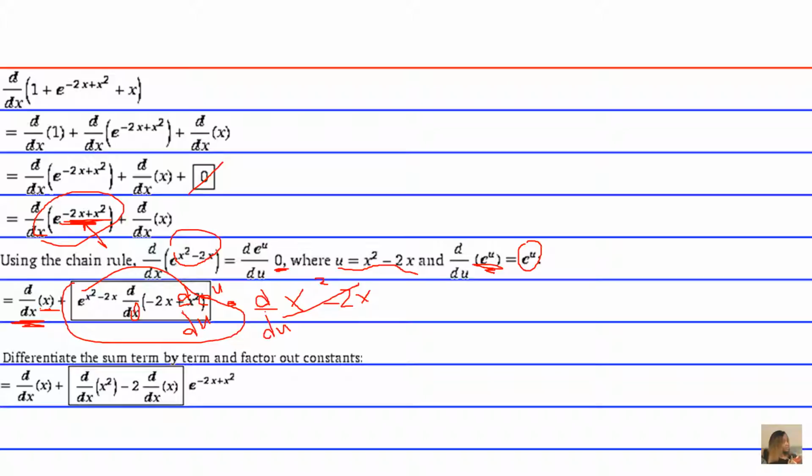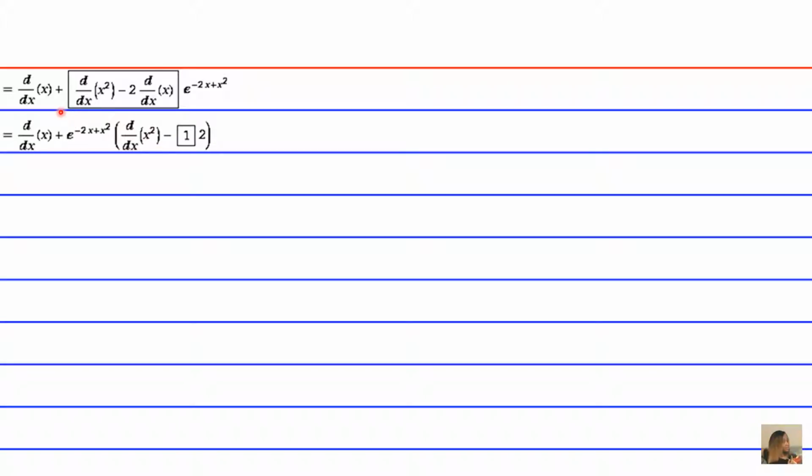So we're going to differentiate the sum term by term and then factor out constants. All right, so let's analyze the more complicated thing. We factored out the e to the negative 2x plus x squared. Now we're going to differentiate with respect to x, which is what we left off on the previous card. Now we're going to analyze negative 2x with respect to x. Well, the derivative of x is just 1, and we can already factor out our 2. That's where this comes from.